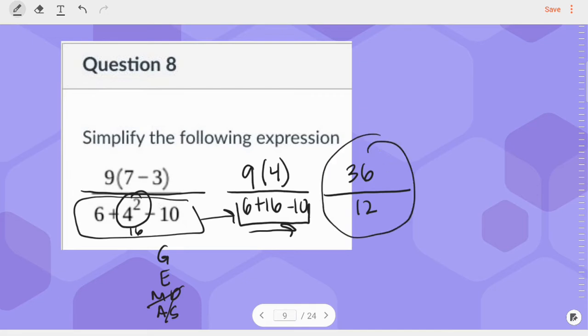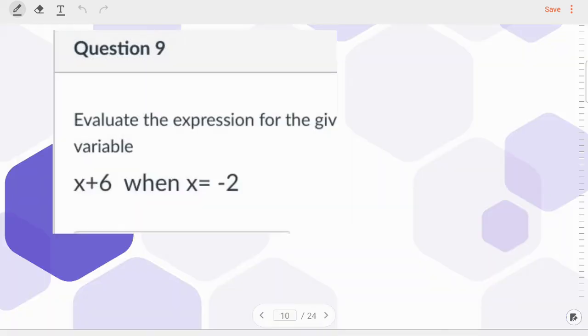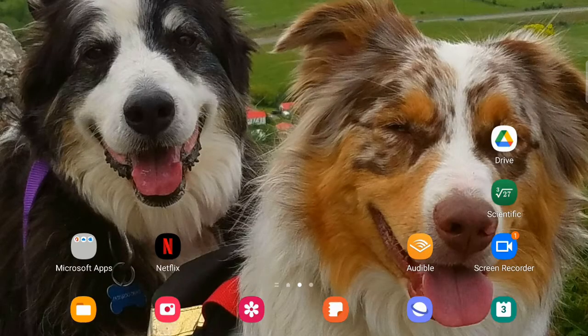Remember, don't leave your answer like this. Type it into your calculator. Does that give you a whole number? And yes, it does. My final answer is 3. Number 9, evaluate for the given variable. X plus 6 when x is equal to negative 2.